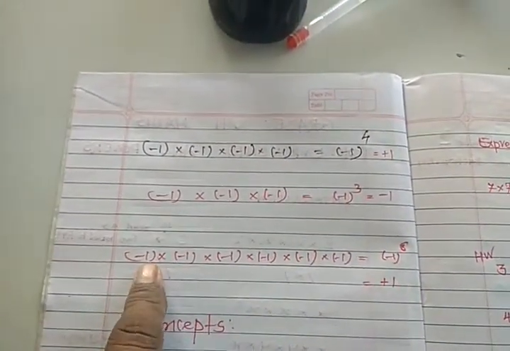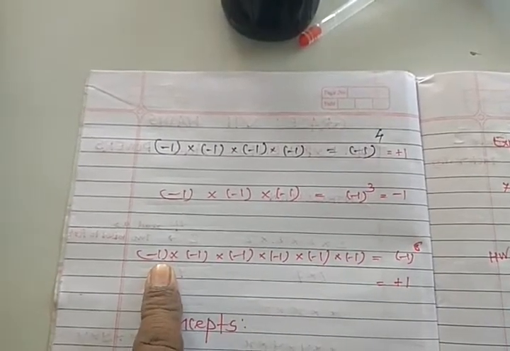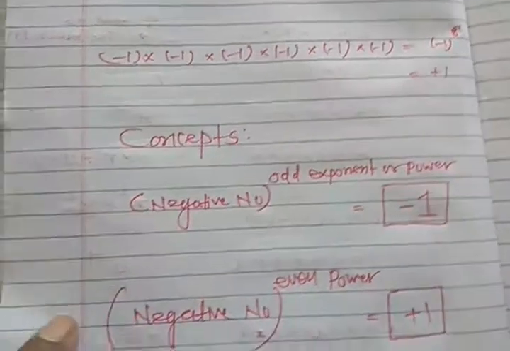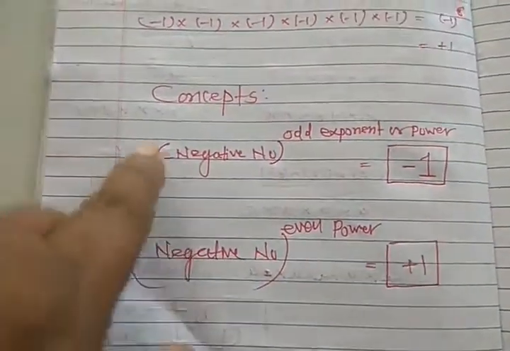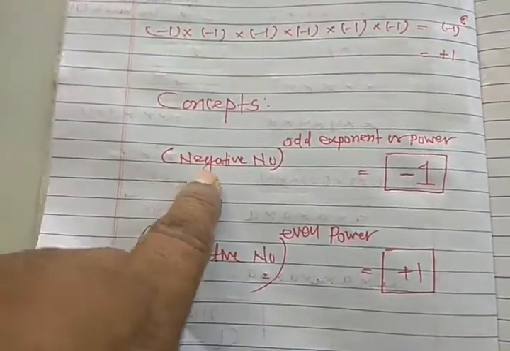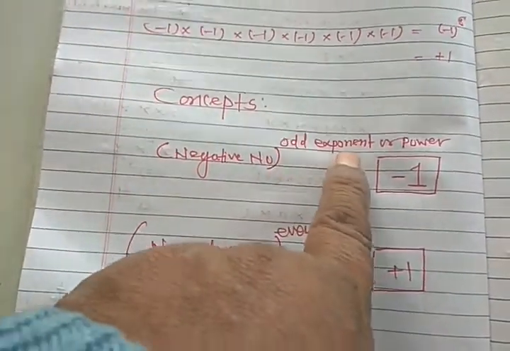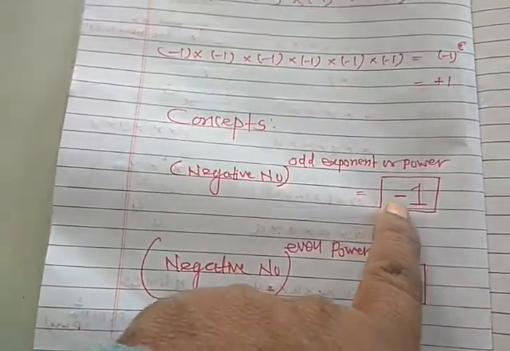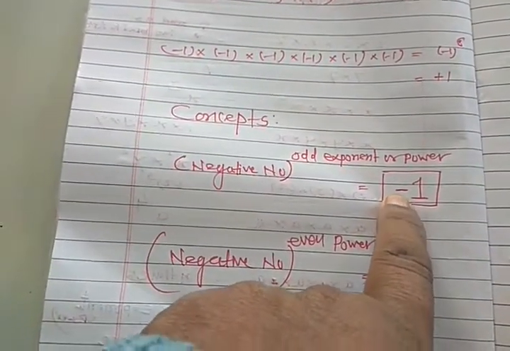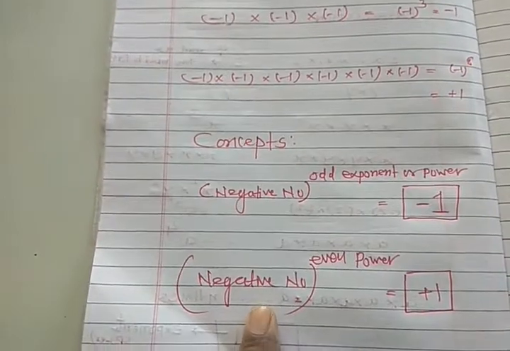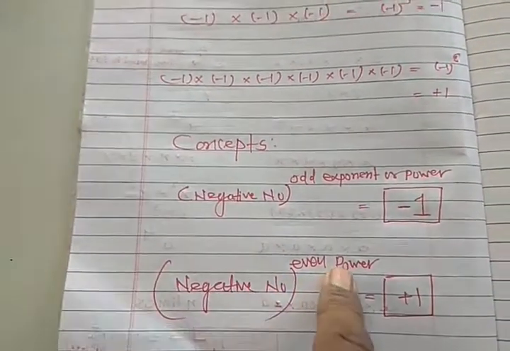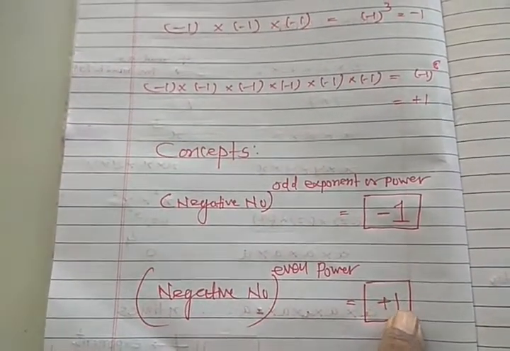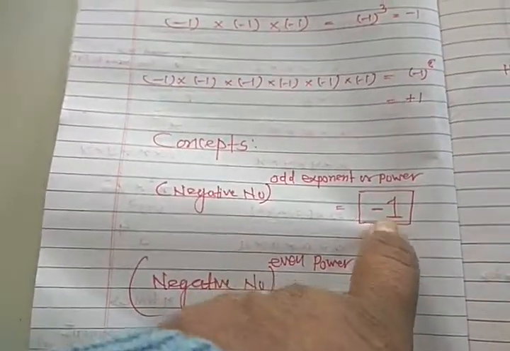But suppose you write minus 1 a hundred times, what will be the answer? Minus 1 raised to 100 is plus 1. How can I say? That concept is there, students, so write down this concept. If a negative number is raised to an odd exponent power, the answer is always negative. A negative number raised to an even power, the answer is always plus.